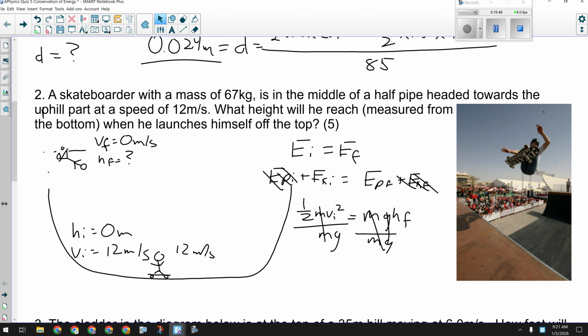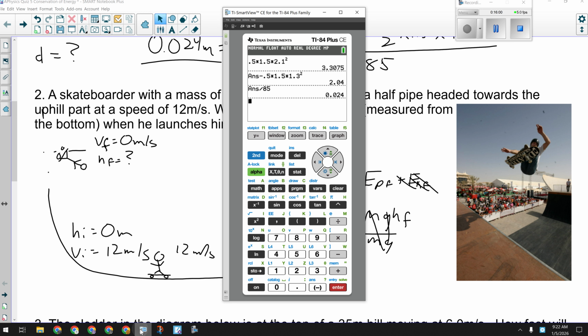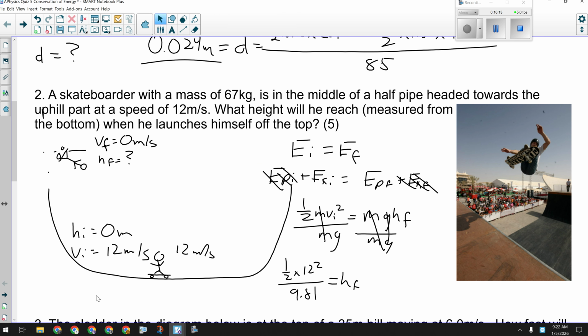All I have to do is plug in my numbers. So 1/2 times 12 squared, there's my kinetic on top, divided by 9.81 on the bottom. That'll tell me how high he would get as a result of this. So 0.5 times 12 squared, divided by 9.81. Okay, so he is going to be 7.34 meters above the lowest point, or the ground, when he reaches his maximum height. Okay, is that ringing a bell?